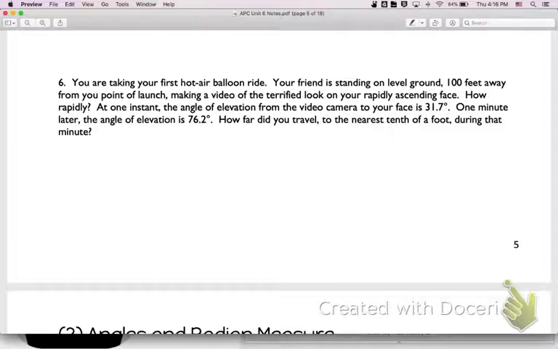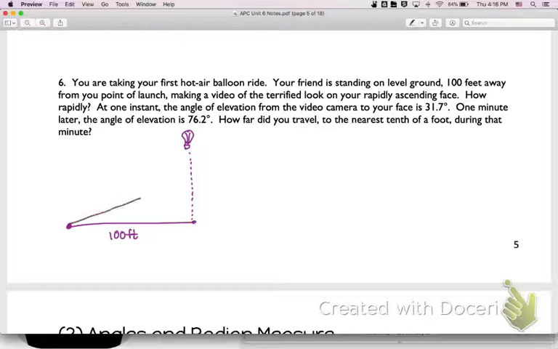First thing that's tricky is we have to try to draw this picture. So you're in the balloon, your friend is on the ground. So here's your friend on the ground, and they are standing 100 feet from where the balloon started going up into the air. So the balloon is going up, up, up, up, up. However that happens, here's the balloon. Okay, so we're up there in the balloon. So we have 2 different things happening. At one instant, the angle of elevation from the video camera to your face was 31.7 degrees.